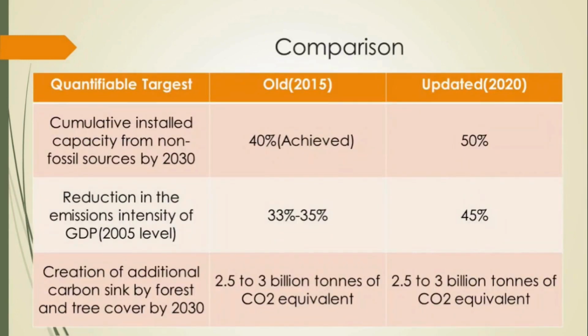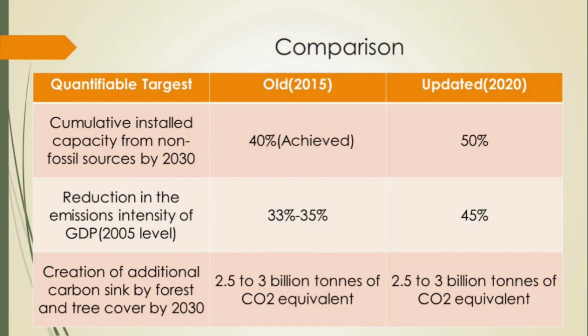So if you see, we can compare it. The old targets that India had set up. The first target in 2015 was cumulative installed capacity from non-fossil fuel sources by 2030 of 40%. So we said that 40% of power generating capacity will be renewable energy. We have already achieved this 40% target.